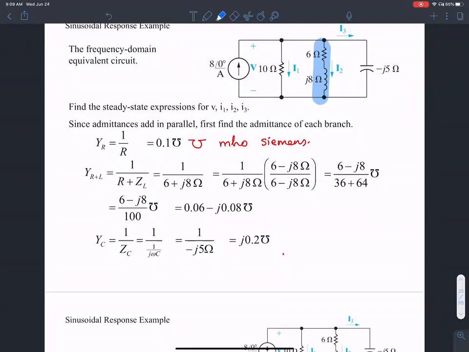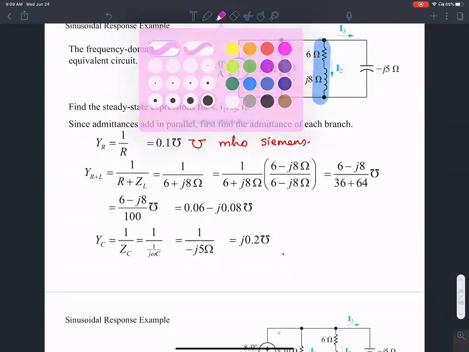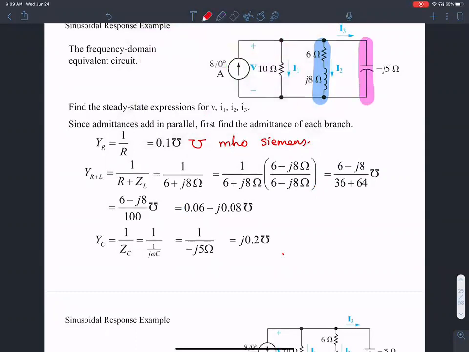Similarly, I can do the exact same thing for this branch over here. For this branch, the impedance is 1 over j omega C. The reciprocal of that is 1 over ZC, which is the admittance, and it comes out to be 1 over negative j5 ohms, which is the same as j0.2 mho. Negative j5 ohms is this guy.